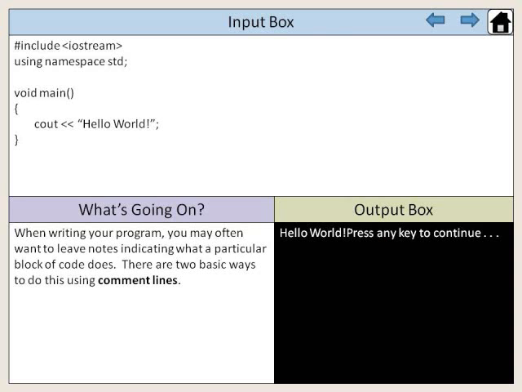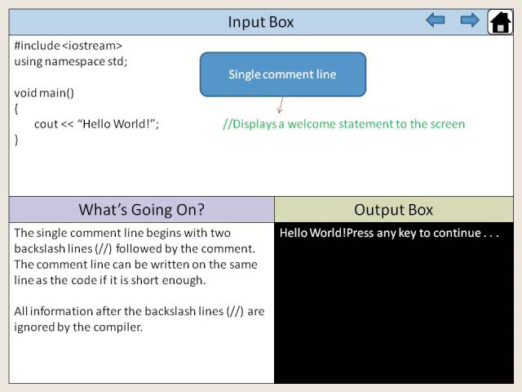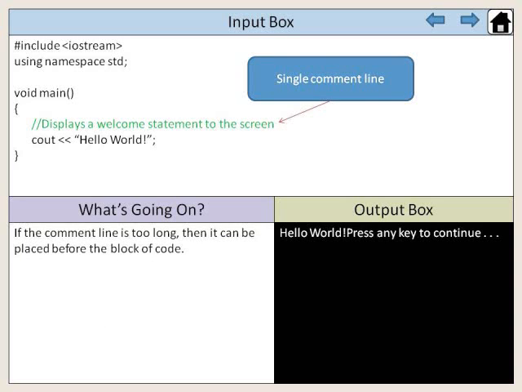When writing your program, you may often want to leave notes indicating what a particular block of code does. There are two basic ways to do this using comment lines. The single comment line begins with 2 backslash lines followed by the comment. The comment line can be written on the same line as the code if it is short enough. All information after the backslash lines are ignored by the compiler. If the comment line is too long, then it can be placed before the block of code.